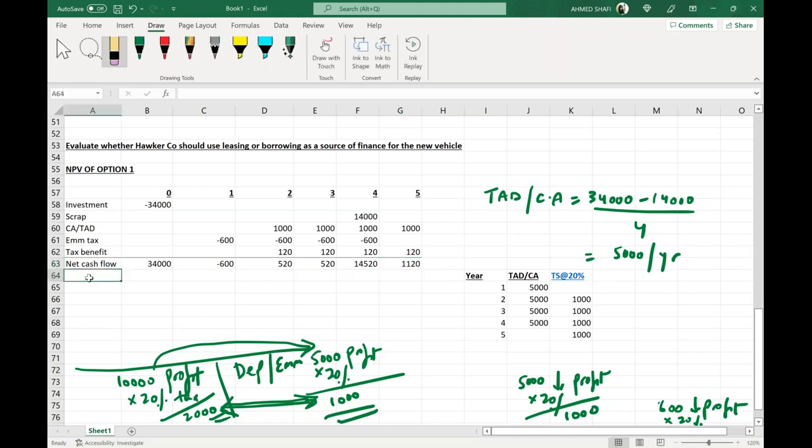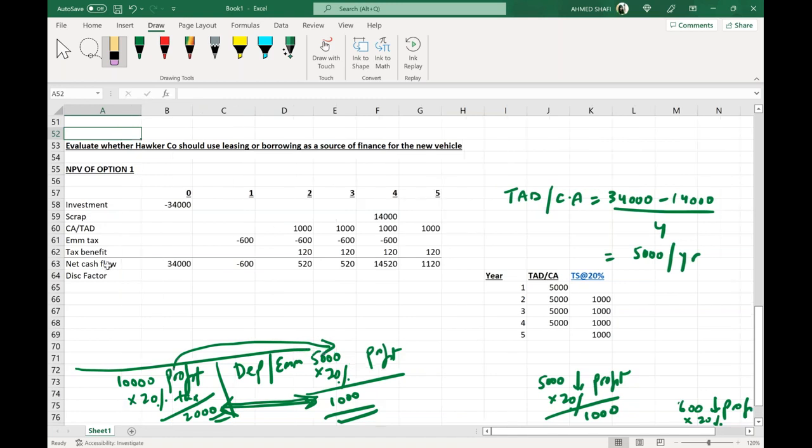Net cash flows need to be multiplied by the discount factor. Now, for the discount factor, either you can use the WACC of 8%, or you can use the cost of borrowing of 4%. Both are allowed. Examiner has clearly mentioned it. Just to make sure that the answer matches with the examiner's answer, I'm using the 4% factor here. You can also use the WACC 8%.